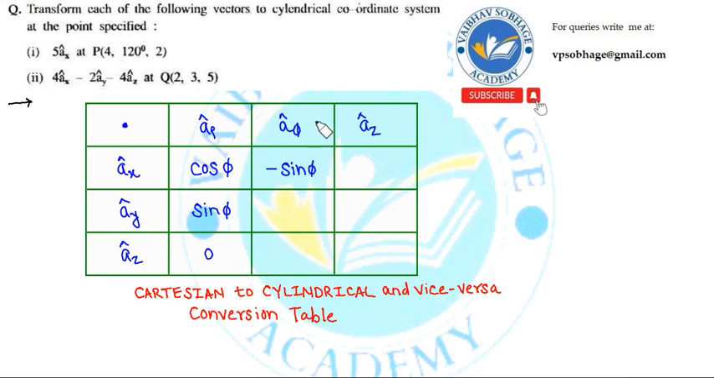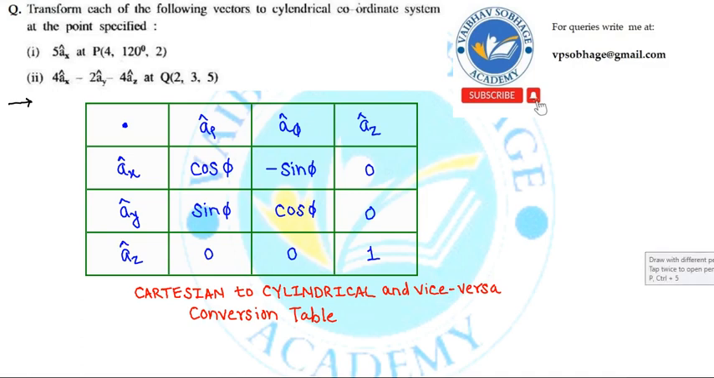a y dot a phi is equal to cos of phi, and a z dot a phi is equal to 0. In the last column, the dot product between a x and a z is equal to 0, a y dot a z is equal to 0 again, and the dot product of the same vector, a z and a z, is equal to 1 from the property of vector dot products. So this is the table that we will be using throughout this numerical.